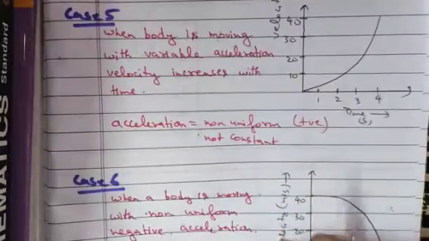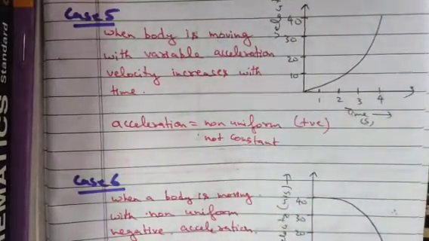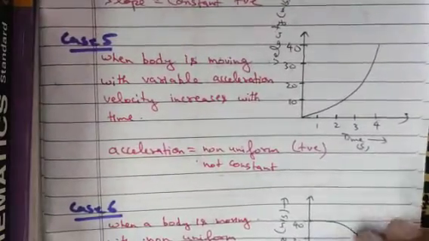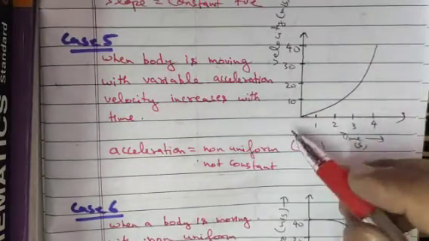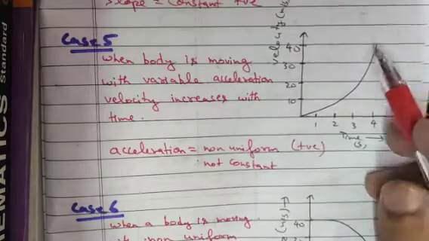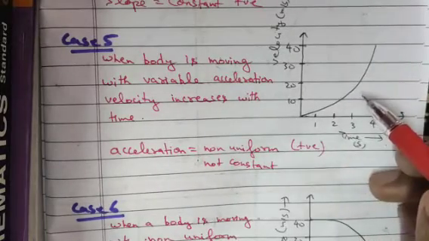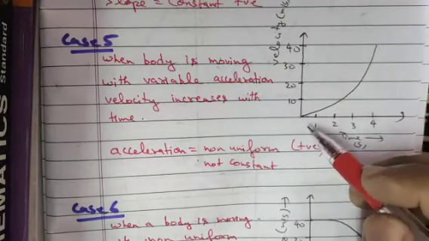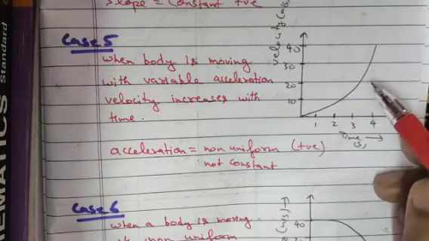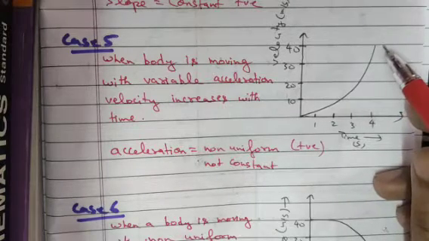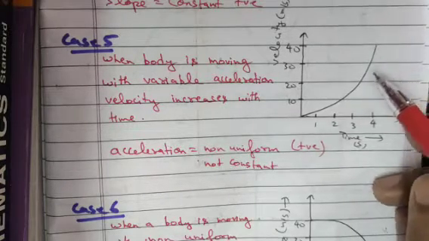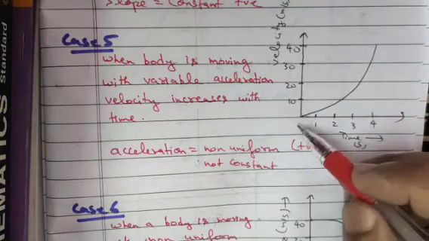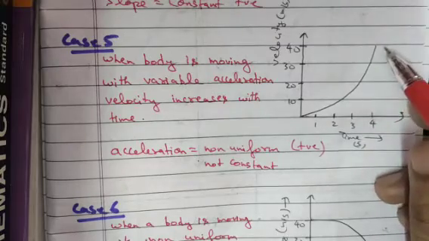Next case, when a body is moving with variable acceleration. Now I think you understood. If there is a variable acceleration, then the graph will be curved, and if it is variable acceleration, velocity is increasing with time, so the curve will be like this. Okay, so acceleration will be non-uniform and positive. Non-uniform acceleration and positive acceleration. Slope will be non-uniform and positive.